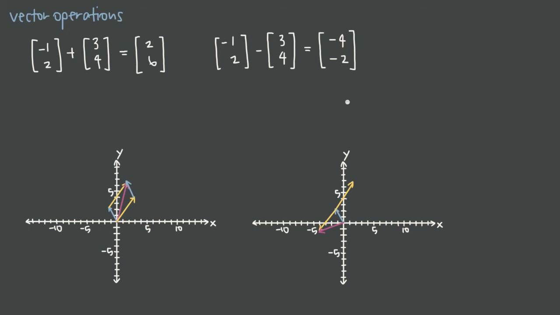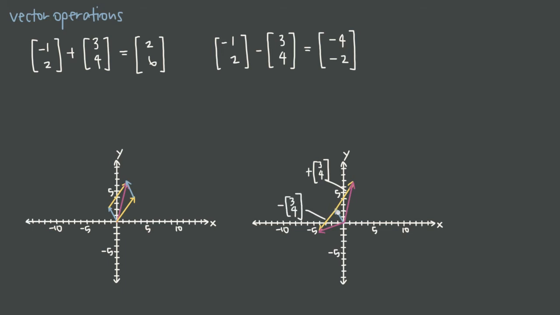So again, if I sketched out this vector here, what I can say is that this vector here is adding 3, 4, and that this vector here is subtracting 3, 4, moving in the opposite direction.